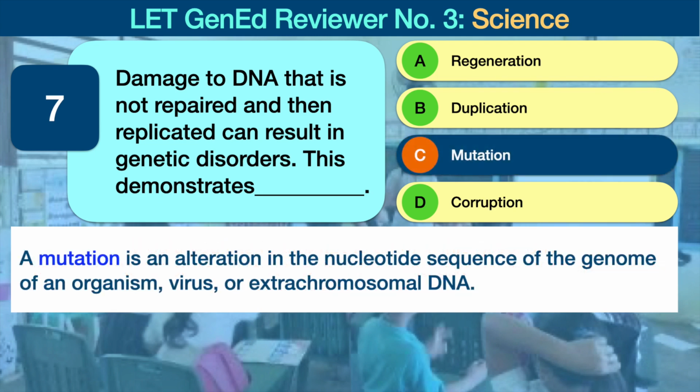The correct answer is C. Mutation. In biology, a mutation is an alteration in the nucleotide sequence of the genome of an organism, virus, or extrachromosomal DNA. Mutations result from errors during DNA replication, mitosis, and meiosis or other types of damage to DNA, which then may undergo error-prone repair, or cause an error during other forms of repair, or else may cause an error during replication.